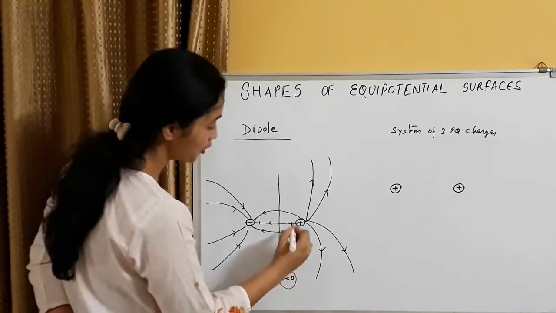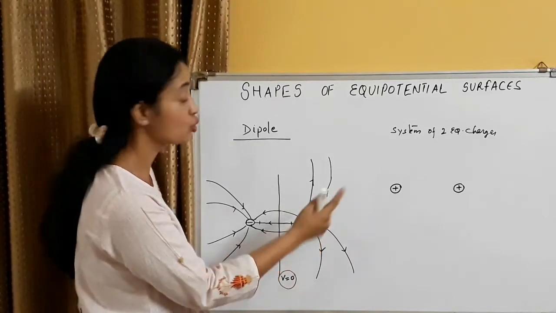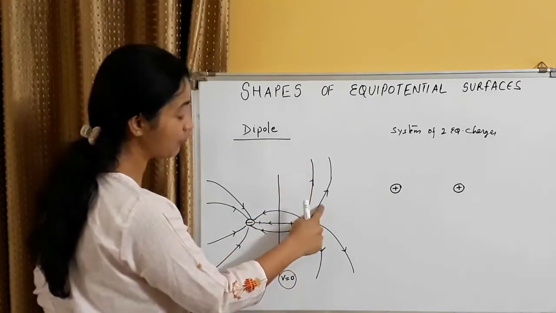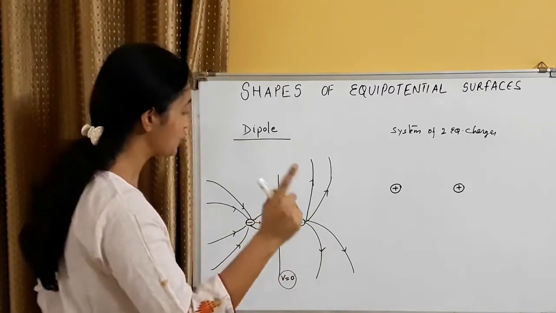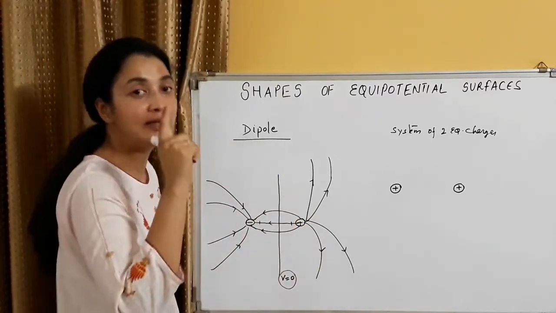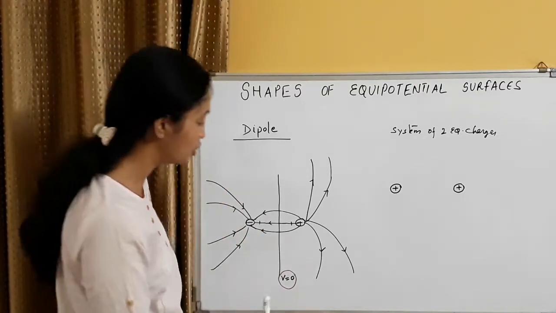So let us plot the equipotential surfaces. Remember, these are not equipotential surfaces. Students sometimes end up marking them as equipotential. They are electric field lines, and we have to plot equipotential surfaces. And we remember that electric field lines and equipotential surfaces are perpendicular to each other.